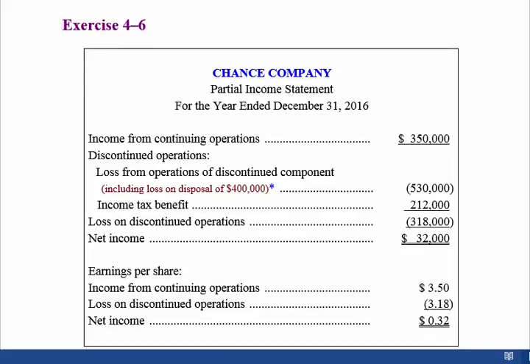Okay, you guys try that one with me on paper, and then I think you should be ready for your next homework assignment. That's exercise 4-6 on the Connect site.